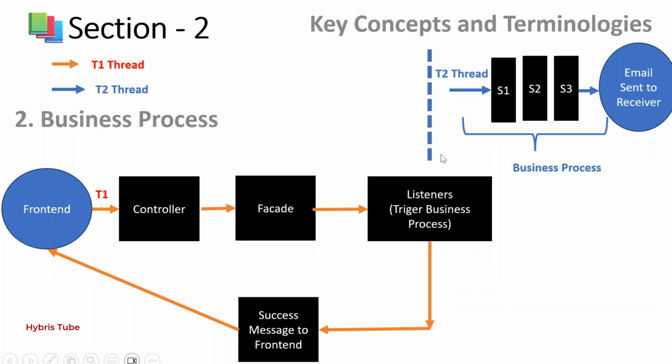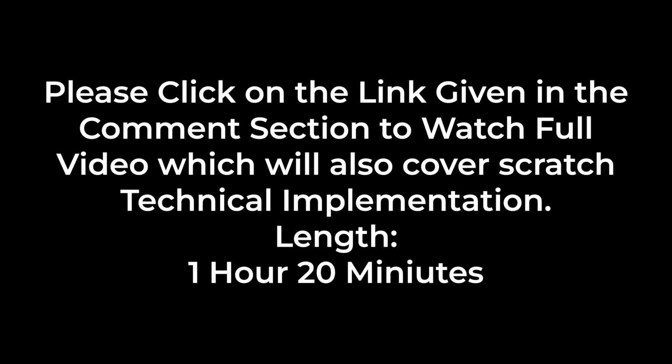Plus it also triggers a new business process altogether in a new thread called the T2 thread, right? And in this new T2 thread, this business process, which has multiple steps or multiple actions, will be executing in a new thread called T2, which has nothing to do with the T1 thread, which means the performance of the main application will not be impacted because of this process which is running on a separate thread called T2.